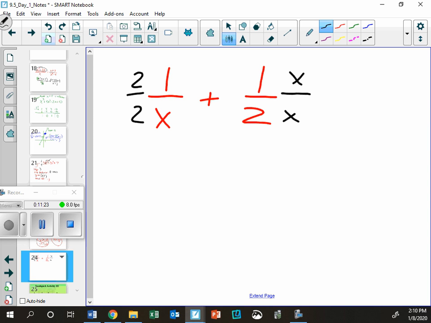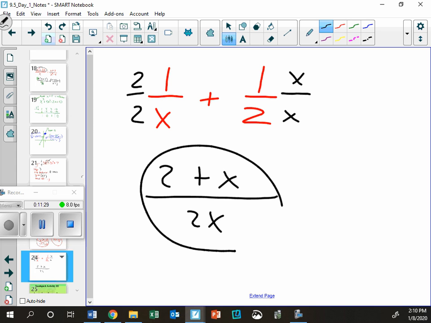Raise your hand if you were doing it right. Okay, awesome. Then you'd have 2 plus x over 2x. And I think that'll all cancel. No, that won't cancel. The bottom part's prepped for canceling because it's factored, but the top isn't factored, and so nothing could cancel.